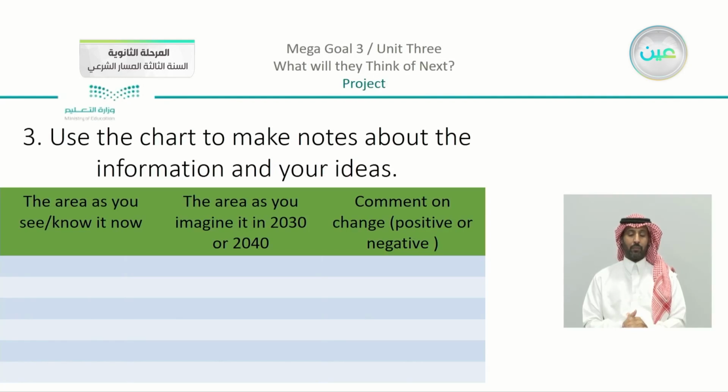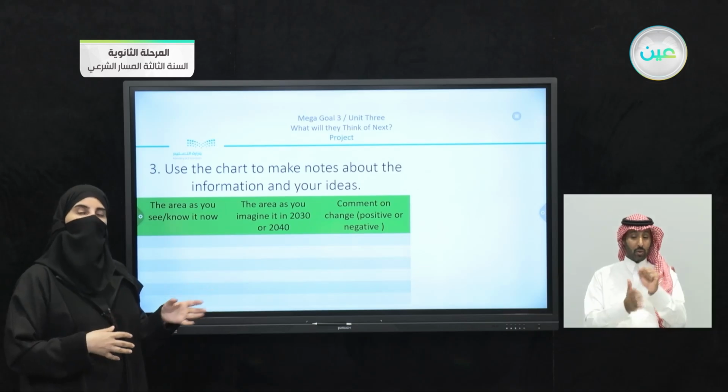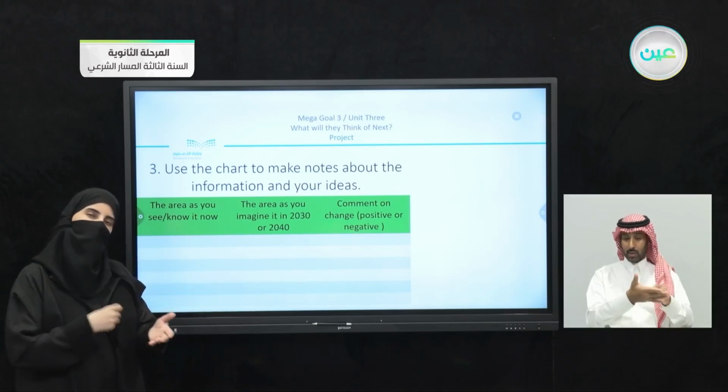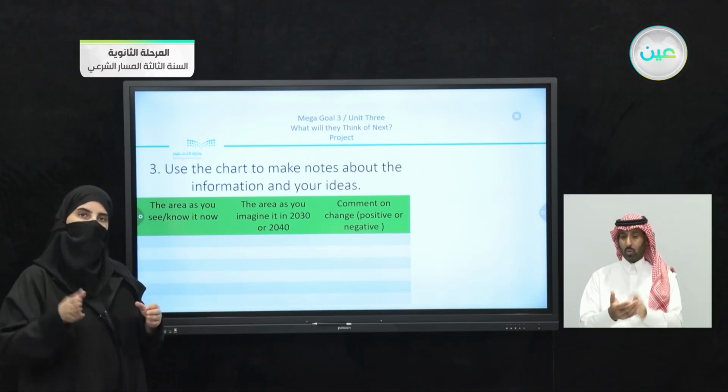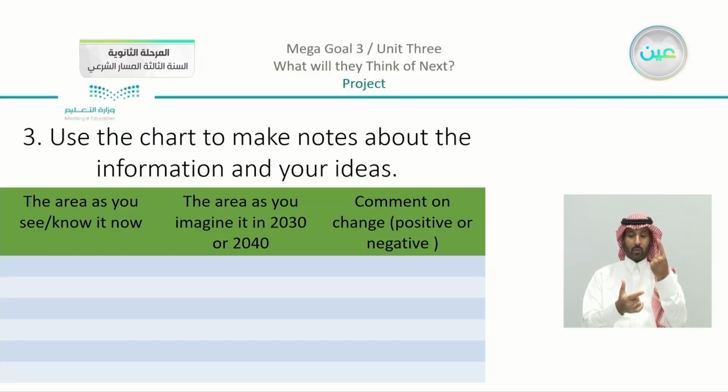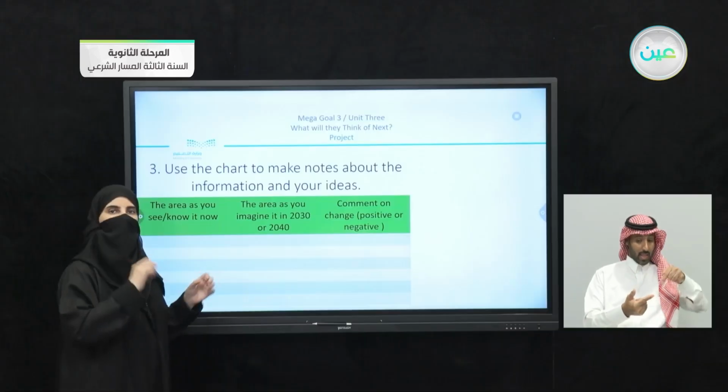Now, number three, use the chart to make notes about the information and your ideas. You do have this table in your book. You are going to use the same chart or the same table to write your notes. It is divided into three parts here. The first thing is the area as you see or know it now, at the present time.